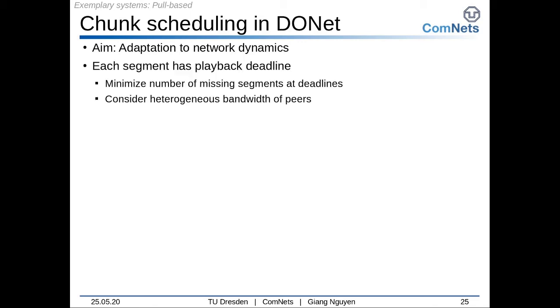The more upload bandwidth a peer has, the more likely it can respond very quickly to the requests. Here we need to notice that each video packet has a certain playback deadline, because we are talking about live video streaming. It means that if a video packet comes late, after the playback deadline, then it is useless. And therefore the goal of the scheduling is to minimize the number of packets missing the deadline.